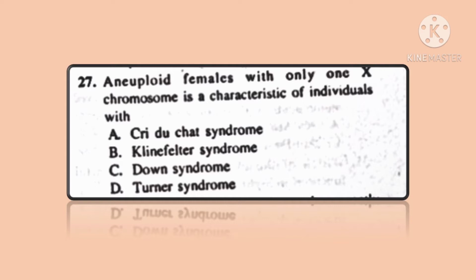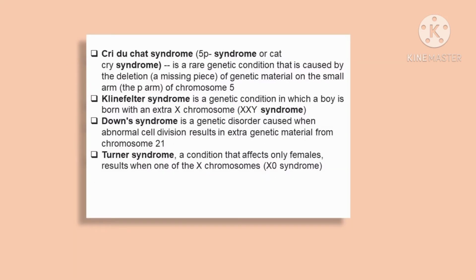To solve this question, in the question it is asked to find the disease in females. So we have to find the disease which will occur only in females. Okay, so let's analyze each of the diseases and conclude our answer. The first syndrome is Cri-du-chat syndrome. It is also known as Fabry syndrome. That means it is occurring in chromosome number 5. So we can eliminate this option.